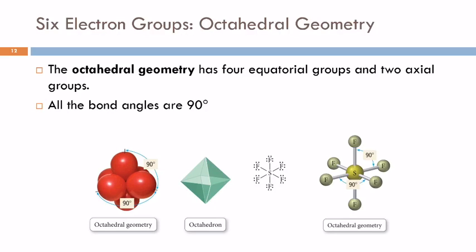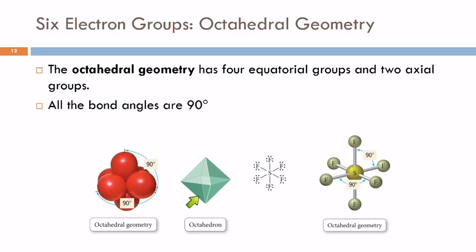Octahedral geometry. So the 6 balloons representing the 6 electron groups. So now they're all 90s. All of the angles are 90 degrees. So sulfur hexafluoride has 6 single bonds, 6 electron groups. 6 things get away from each other by making a shape like this. So this is an octahedron.